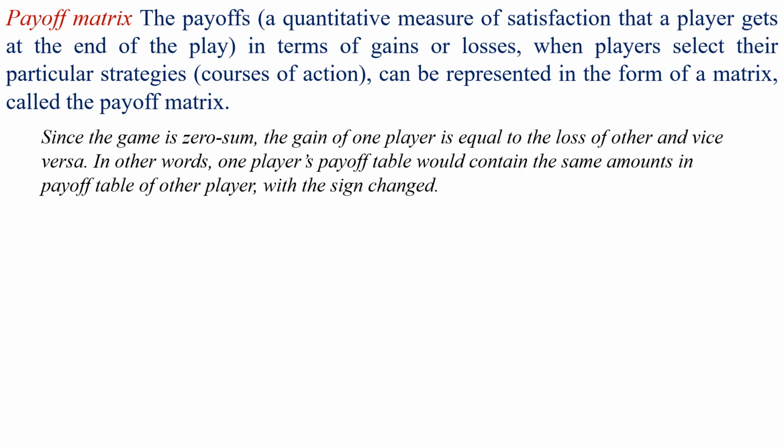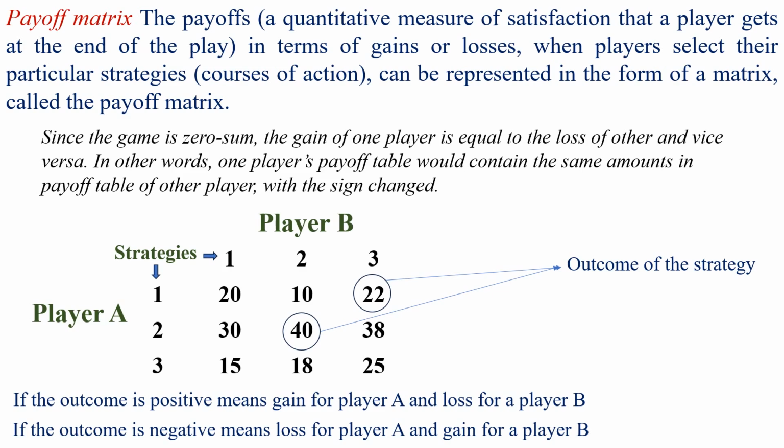Since the game is zero sum, the gain of one player is equal to the loss of the other and vice versa. In other words, one player's payoff table contains the same amounts as the payoff table of the other player, with the sign changed. So let's see here player A and player B. This is the payoff matrix for the two players, and let us consider this is a zero sum game. So here the gain of player A equals the loss of player B. So it is a zero sum game.